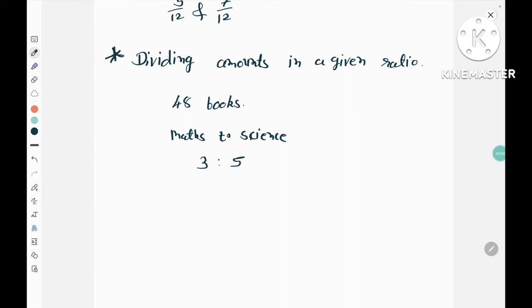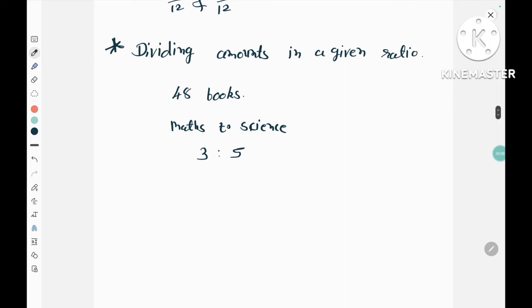Okay, the ratio of math books to science books is 3 to 5. So if I want to divide 48 in the ratio 3 to 5, what is it going to be? First I have to write this ratio. What is the total of this ratio? The total of this ratio is 3 plus 5 equals 8, right?